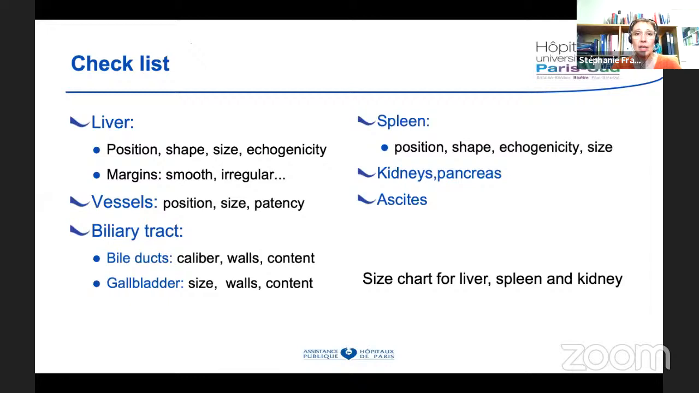Here is the checklist when you do the ultrasound of the liver. And for liver disorders, it's very classical. You look at the liver, check if it's in the right position, if the shape is normal, the size, the echogenicity, the margins: are they smooth, irregular? Are the vessels in the right position with the right size? Are they patent? You will check for the biliary tract. Do you see them? Is the caliber normal? How are their walls? Do you see the walls? How is the content?